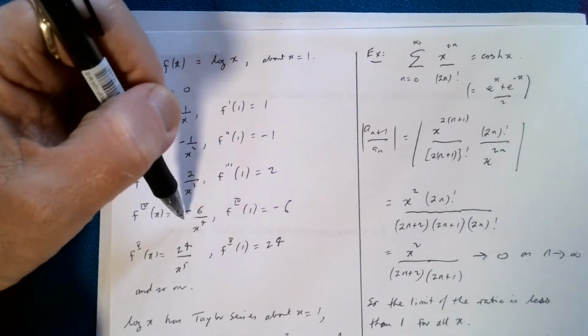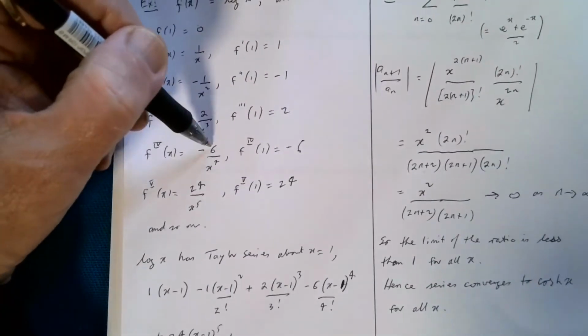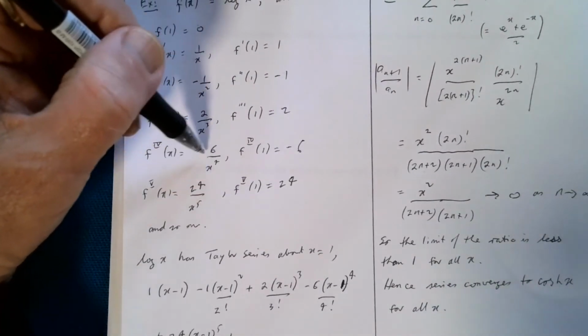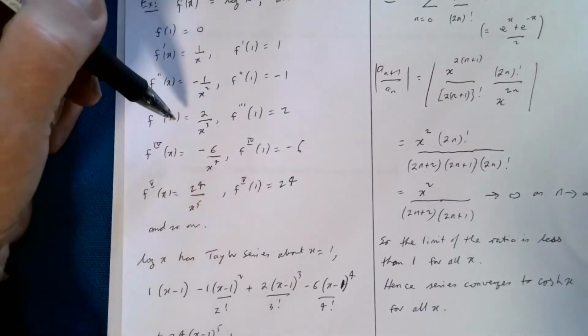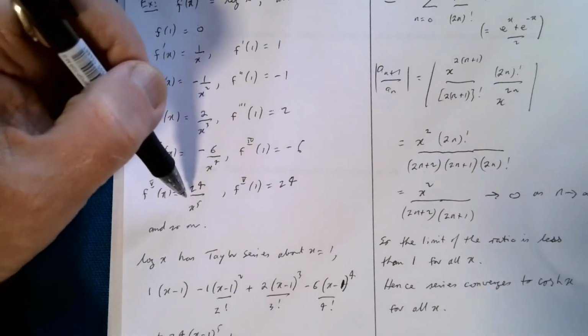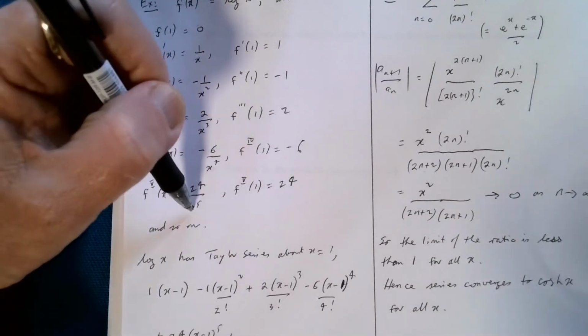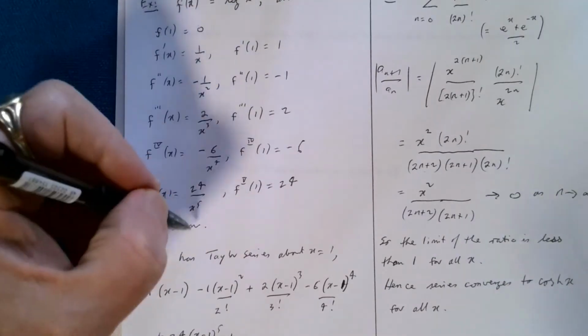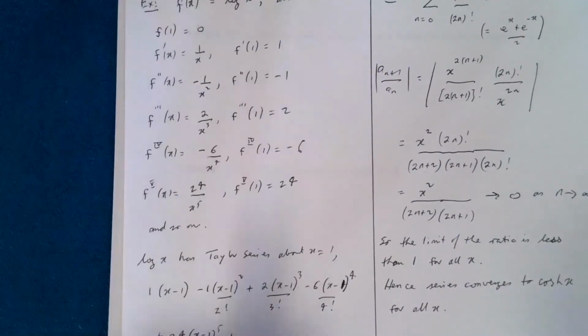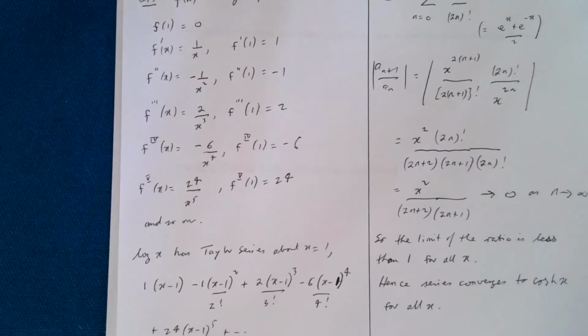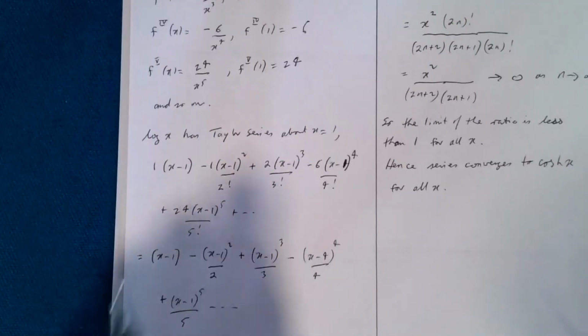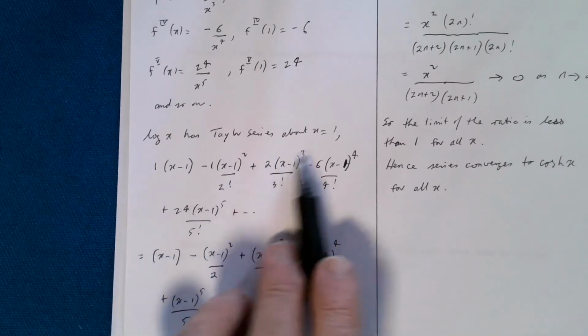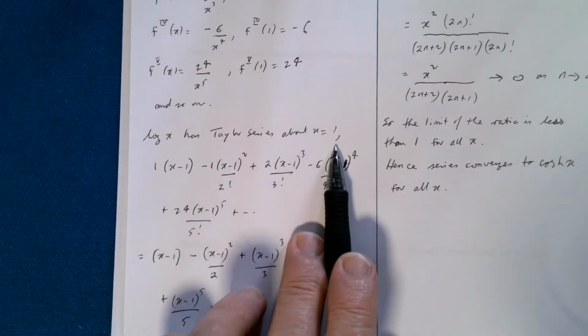Differentiate it again, you get minus 6 on x to the 4th. Plug 1 in, you get minus 6. And finally, if you do it another time, you get 24 on x to the 5th, so the derivative is 24. And so on. I won't do any more there. We'll see if we can see what the pattern is. So log x then has a Taylor series about x equals 1. So here are the coefficients.